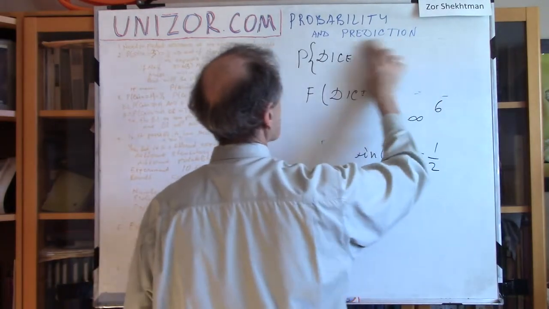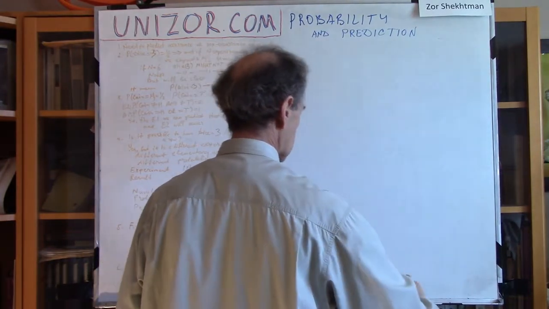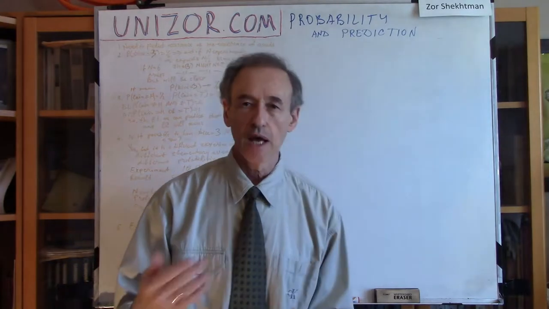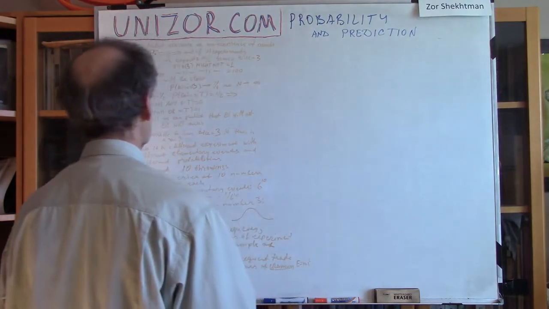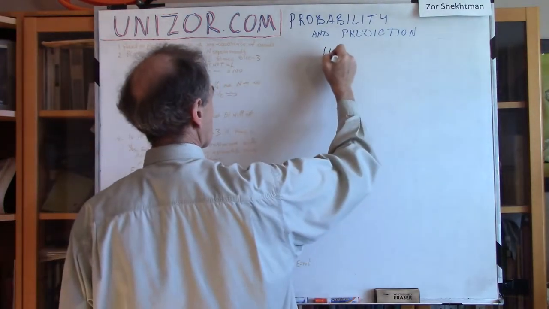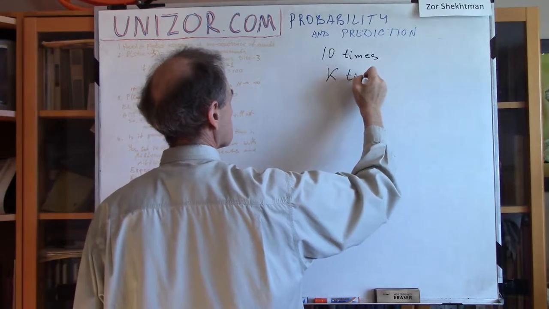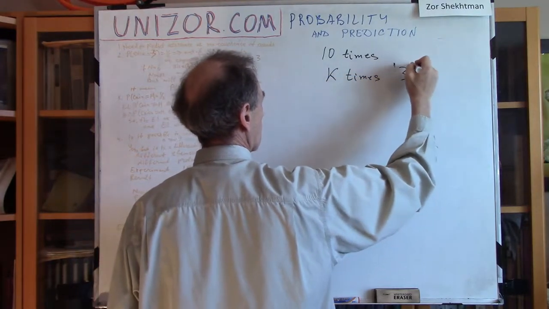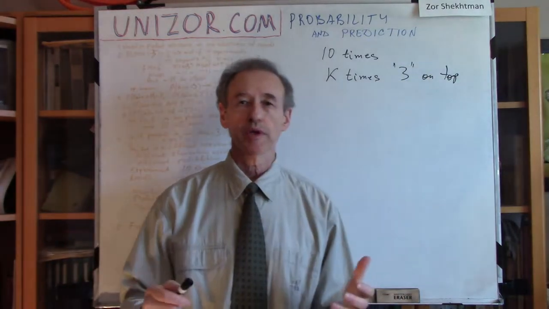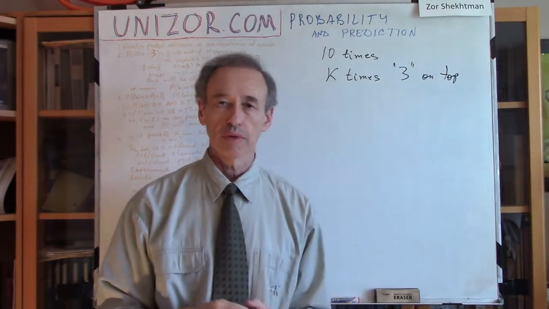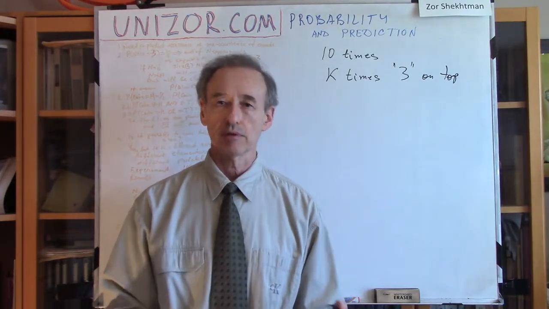So let's talk about the dice, which we are throwing 10 times in a row, and we are actually interested in a certain number of times out of these 10 to have 3 on the top. All right, so this is basically a task. Consider 10 times we throw the dice, and we are interested in k times 3 on top. First of all, whenever you're talking about some kind of a probabilistic problem like this, it's very important to realize what your elementary events are.